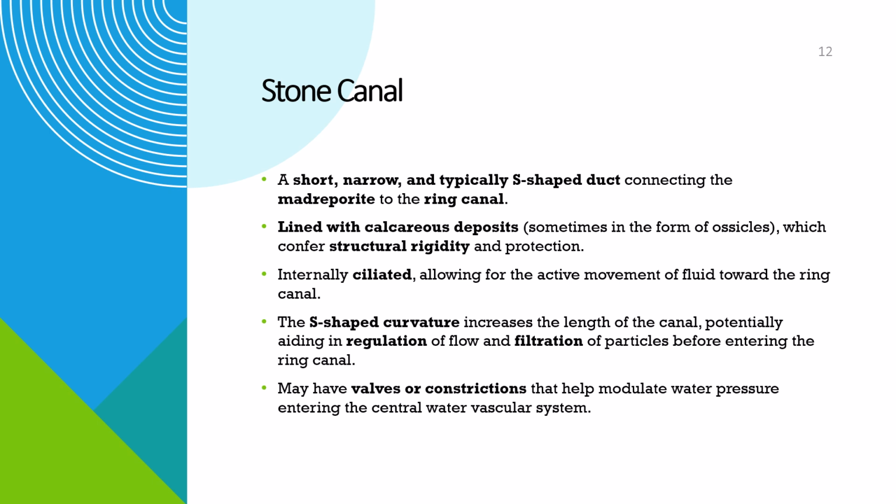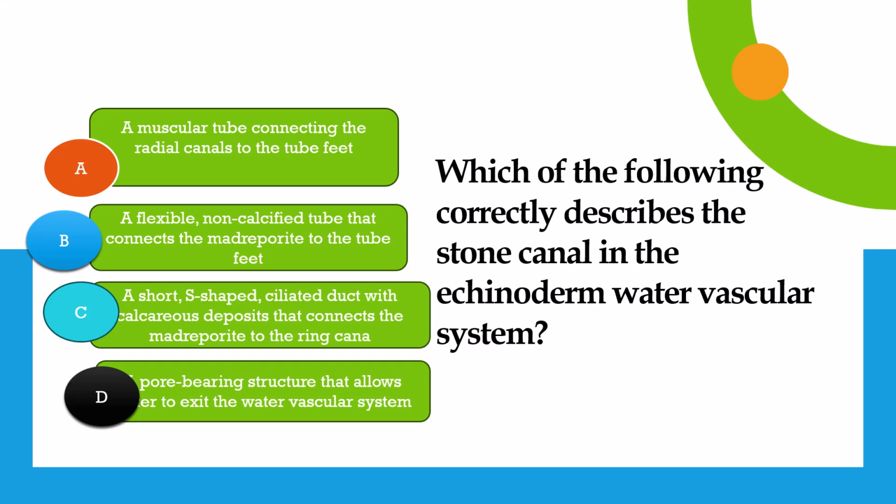Internally, if you see the stone canal, you observe that there is cilia. This cilia will actively make the fluid movements towards the ring canal. This S-shaped curvature increases the length of the canal and potentially aids in regulation of flow and filtration of particles before entering the radial canal. It may have walls or constrictions that help to modulate the water pressure entering the water vascular system. That means the water enters from the Madreporite to the stone canal, and from the stone canal it enters into the next part, which is called the ring canal.